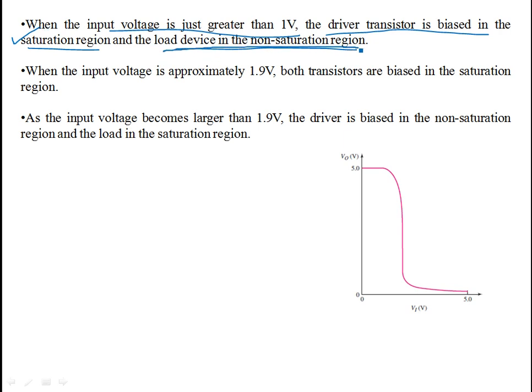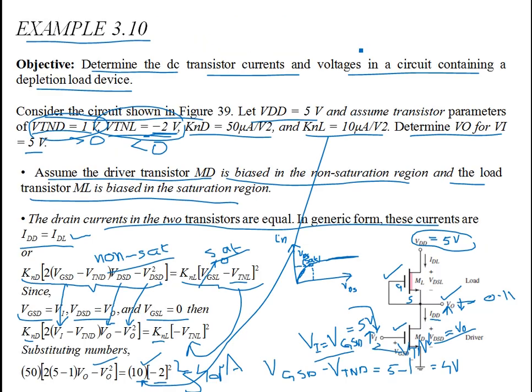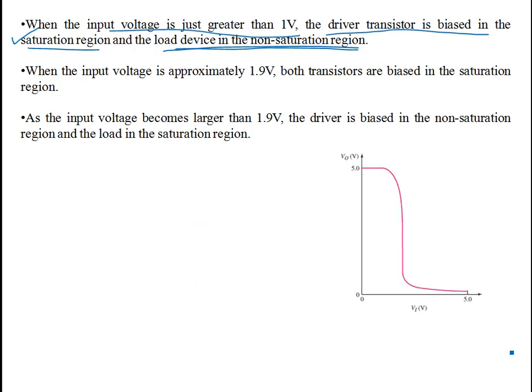And the load device goes in the non-sat region. Why it goes in the non-sat region is that for small input, your output is large. So the difference over here, VDSL, becomes small, and this is going to drive the load transistor into the non-sat region. So the load transistor goes in non-sat, and the driver transistor goes in saturation region. These two things are happening when your Vi is a little greater than 1 volt, or around 1 volt.